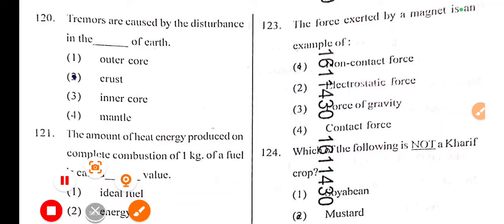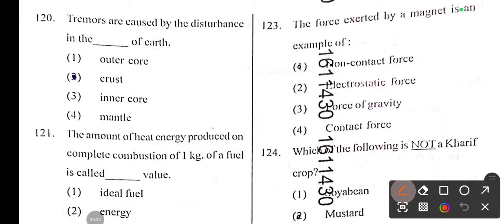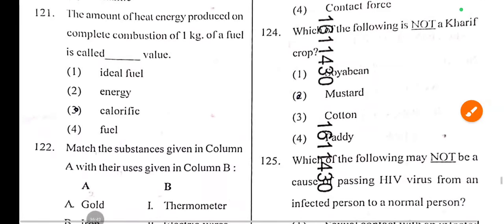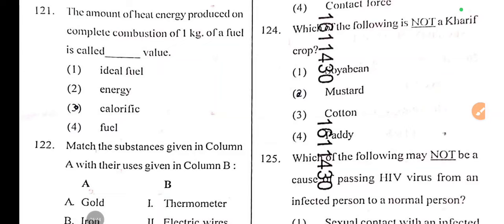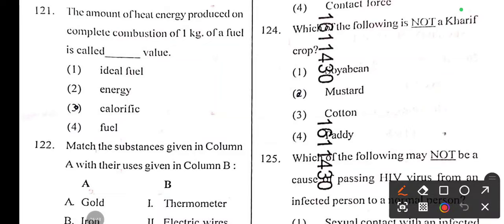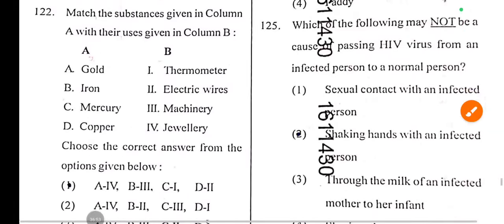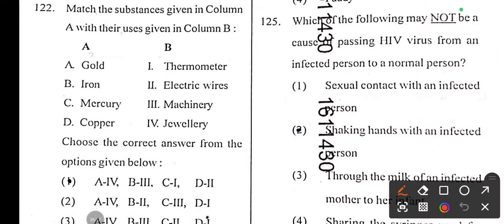120. Tremors are caused by the disturbances in the crust of the earth. 121. The amount of heat energy produced on complete combustion of 1 kg of a fuel is called calorific value. Option 3. 122. Match the following: gold, jewelry; iron, machinery; mercury, thermometer; copper, electric wire. And the option 1.